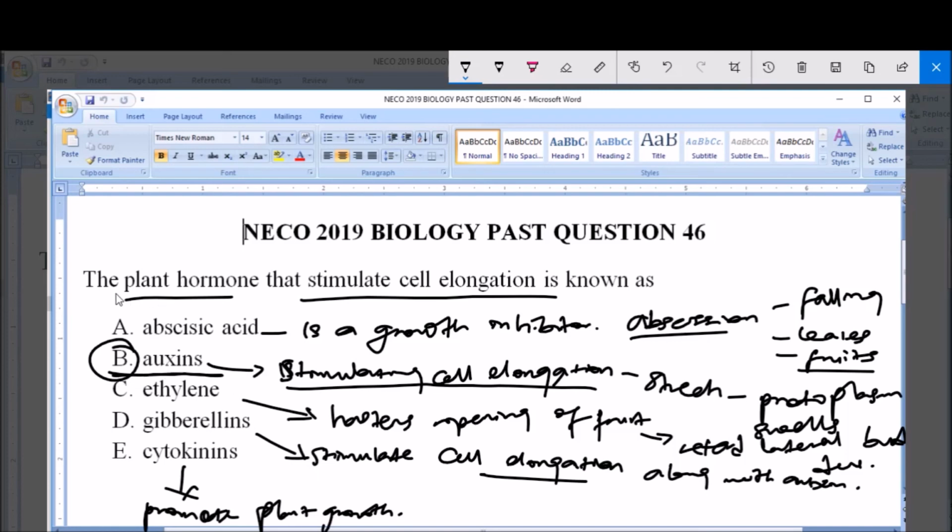So whenever you see this kind of question where you are asked for the hormone that stimulates cell elongation and auxin and gibberellin are given to you in the options, the most correct answer is actually auxin, because it is the one that is mostly associated with cell elongation.